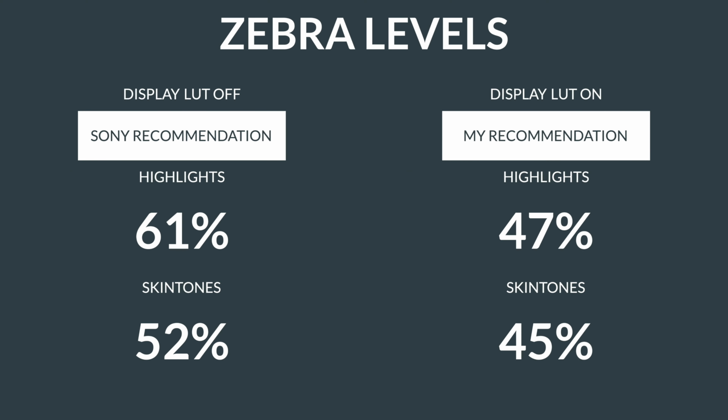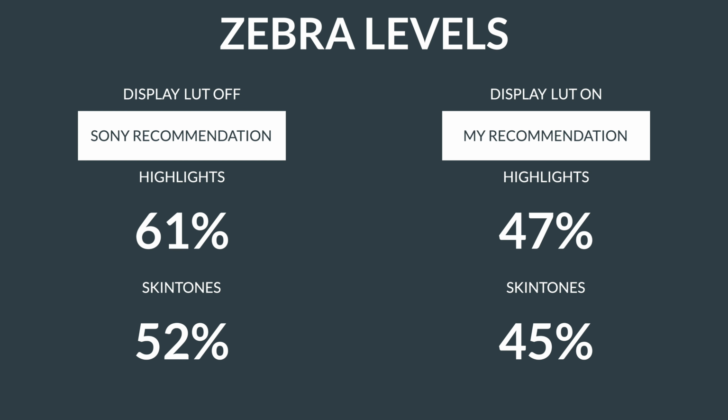This is another controversial topic. The zebra levels will change depending on whether or not you are using a display LUT or not. Based upon Sony's recommendations, with the display LUT off, your highlights should sit at 61%, and your skin tones should sit at 52%. Now, when you turn the display LUT on, you will notice that your zebras disappear, and that's because your monitor is judging exposure based upon the display LUT you are using. If you are using different display LUTs, your zebra patterns will be very different.